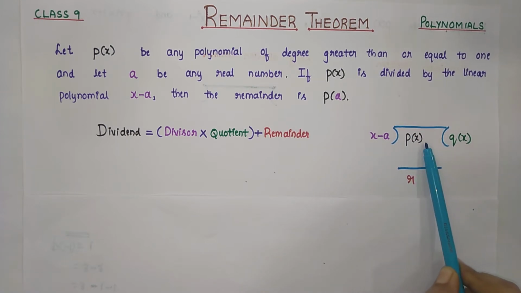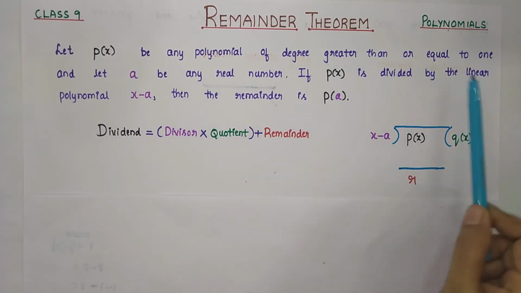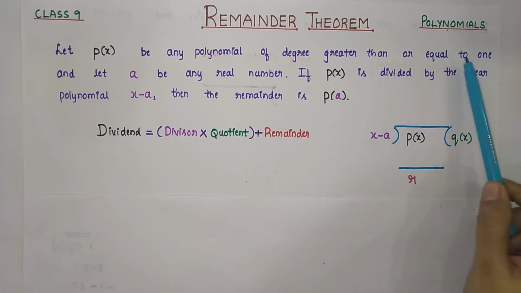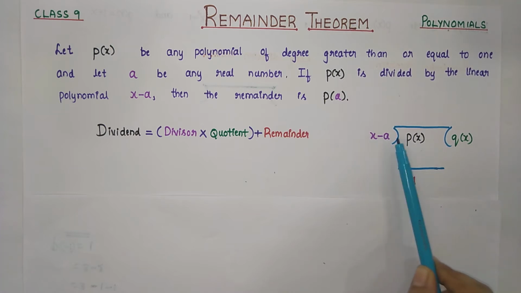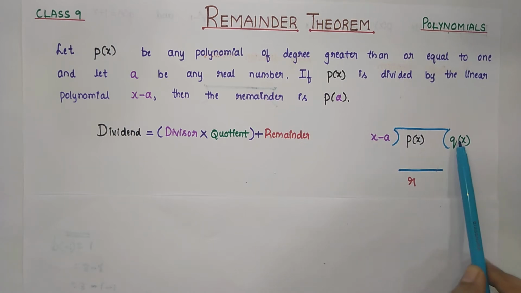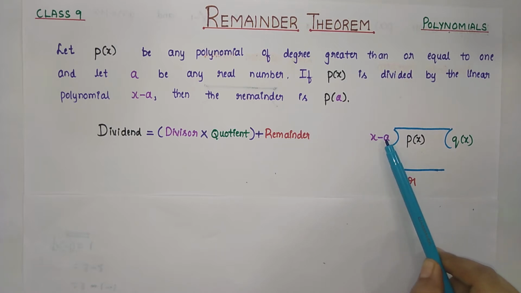Here I have written p of x as the dividend because it is given that x minus a is the linear polynomial which divides the polynomial p of x of degree greater than or equal to 1. So x minus a is the divisor which divides the polynomial p of x, and after division we get quotient and remainder. So quotient is written as q of x and remainder is written as r, and here the remainder r of x is written as the constant r because you know that when we do division of numbers, always the value of the remainder is less than the value of the divisor.